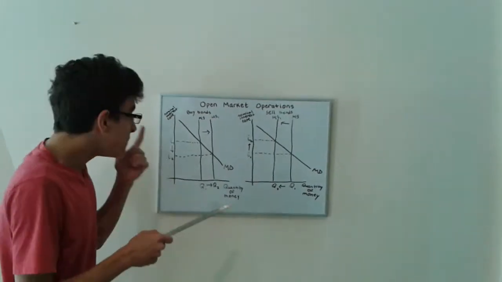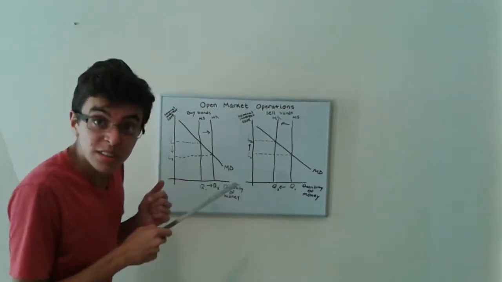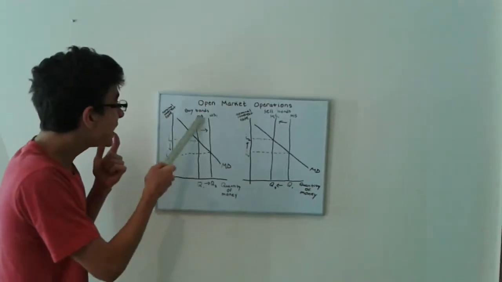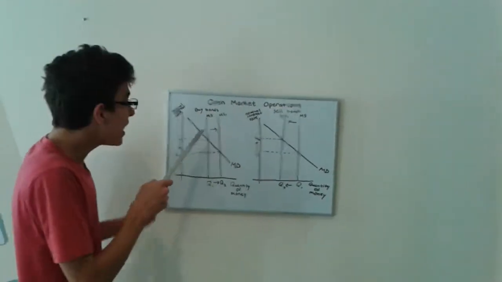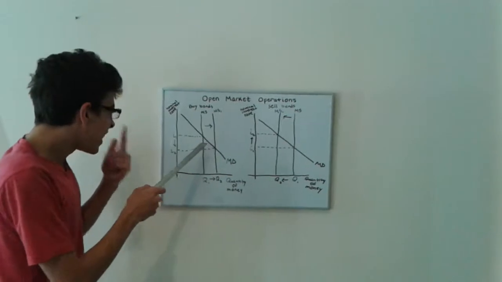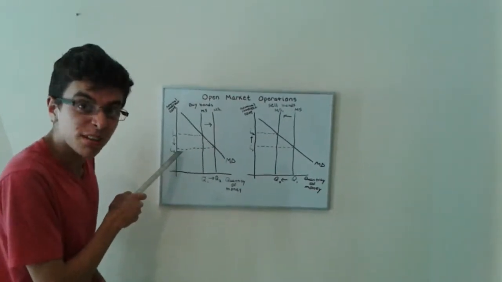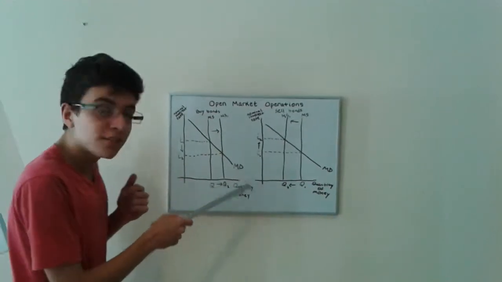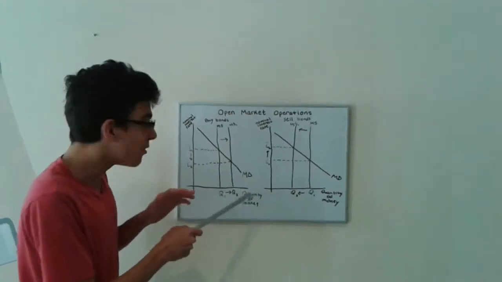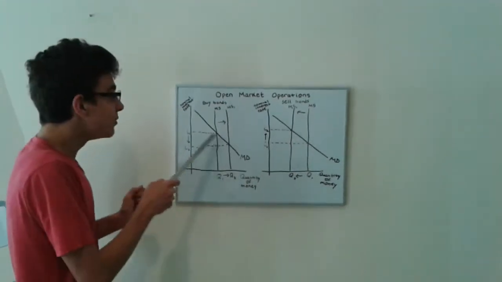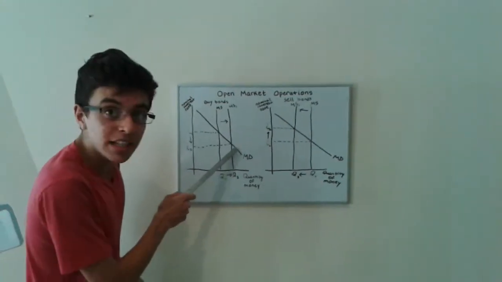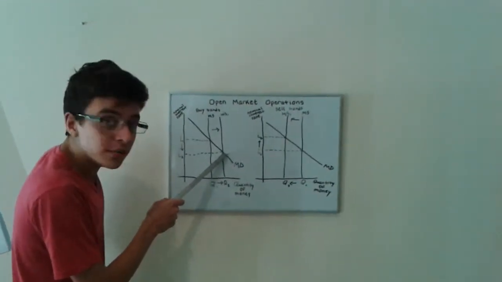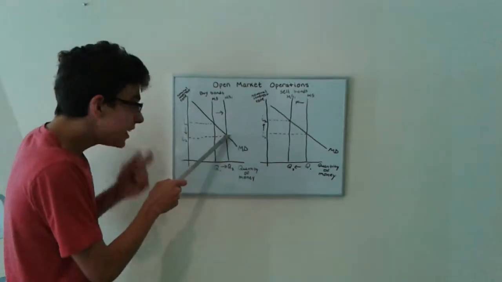Now, when people buy bonds, represented here, the money supply will shift to the right, and the interest rate will fall, causing the MD, which stands for money demand, to have its equilibrium moved down and right here.